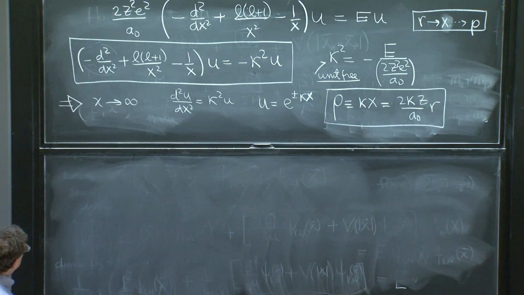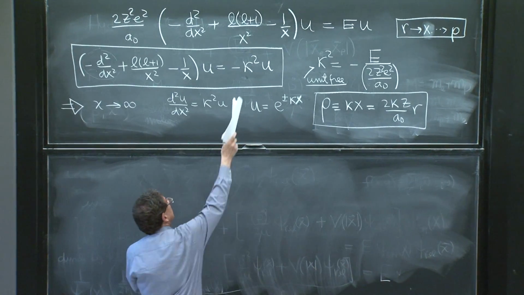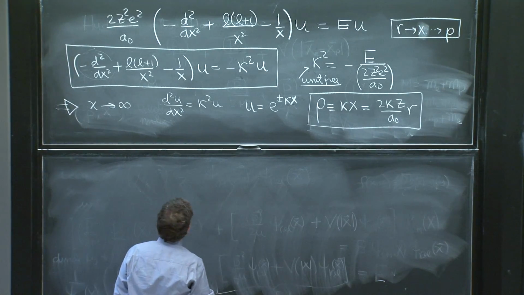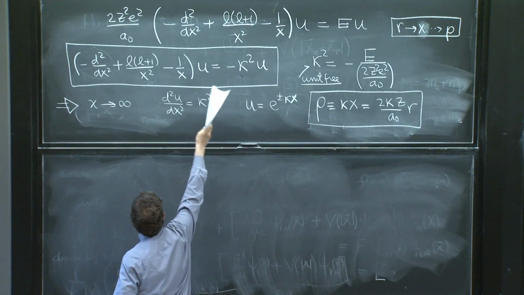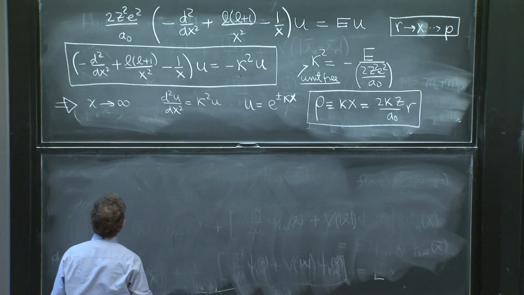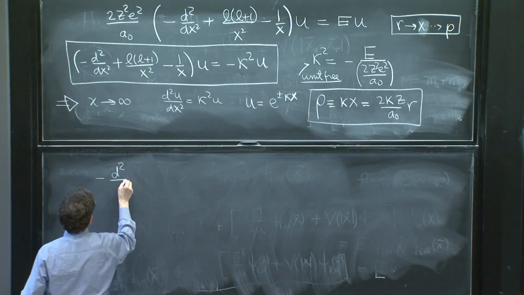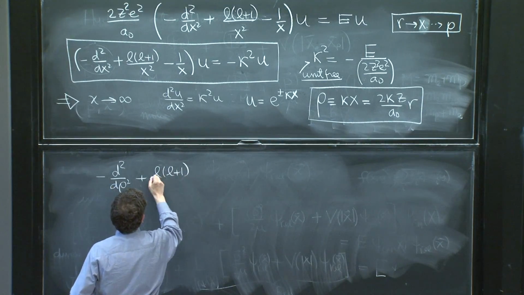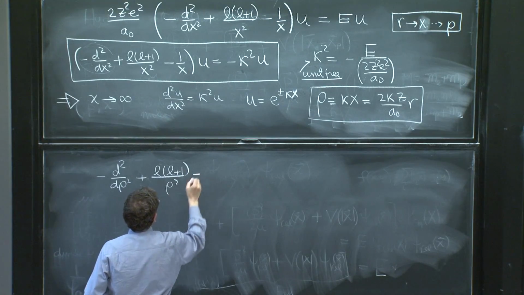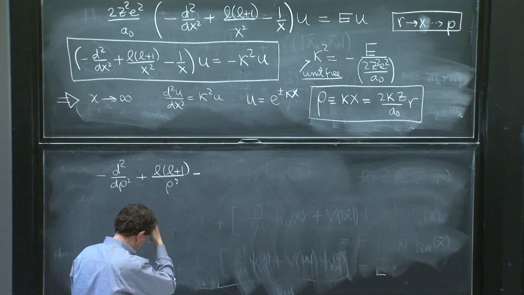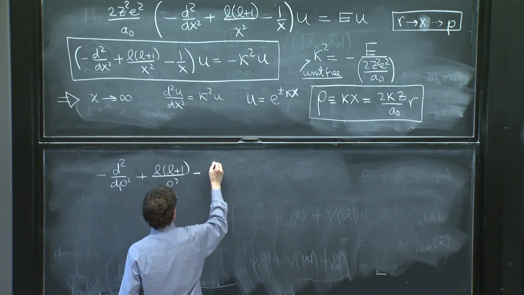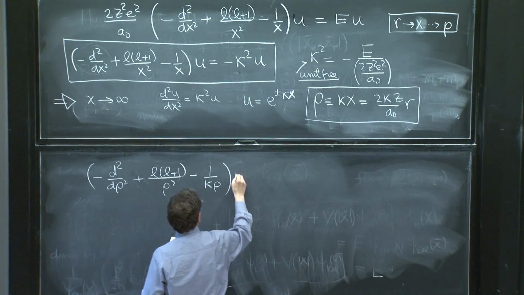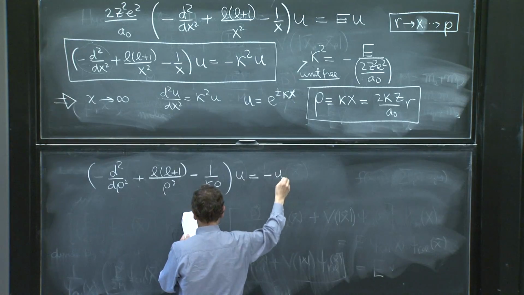If you look at the differential equation here, think of moving the kappa squared here below. And then you see immediately it fits perfectly well in the first two terms. So you get minus d second d rho squared plus L times L plus 1 over rho squared. And here it doesn't fit all that well. You would have 1 kappa left over, so 1 over kappa rho u equals minus u.